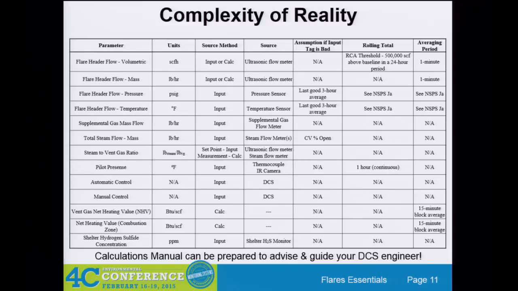And some of the things you start thinking about is, okay, what happens if a tag goes bad? What if the pressure transducer on your flow meter that's correcting to standard conditions goes bad? Are you still in control? From a consent decree, there's that monitor uptime requirement. You only have so many hours a quarter that you can be without a functioning monitor.